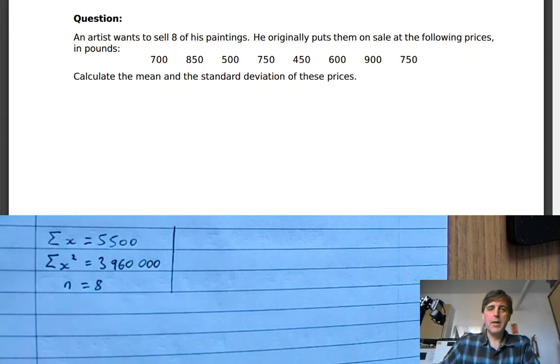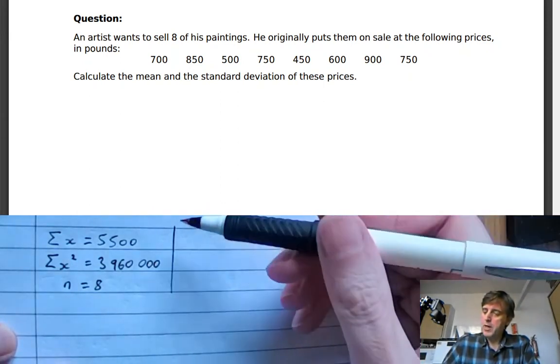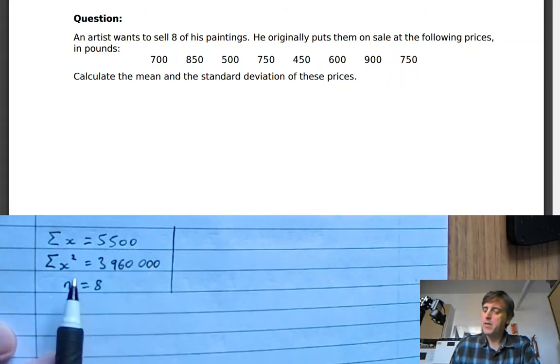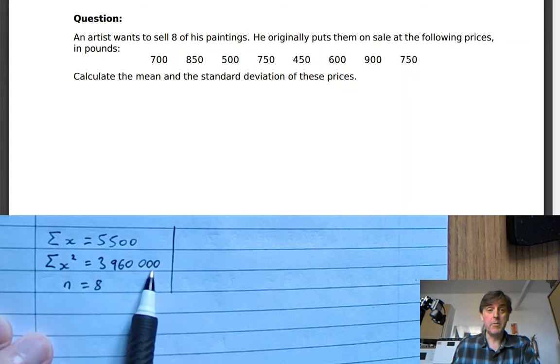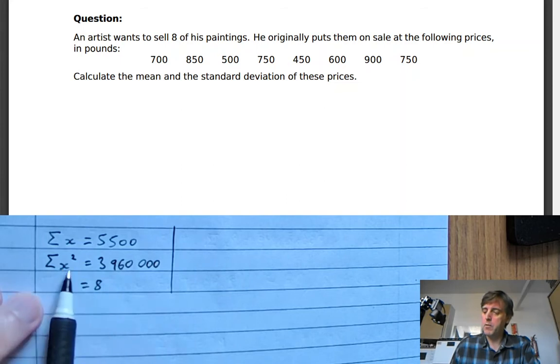All right, let's see how we got on with this one. So I've done a bit of preliminary work here. I've added together all the items of data, and then here I've added together the squares of the items of data because I know I'm going to need to use that for my standard deviation calculation. So if you need a reminder about what that was, we square all of our numbers and then we add them all up. I've also just counted that there are 8 items of data here.